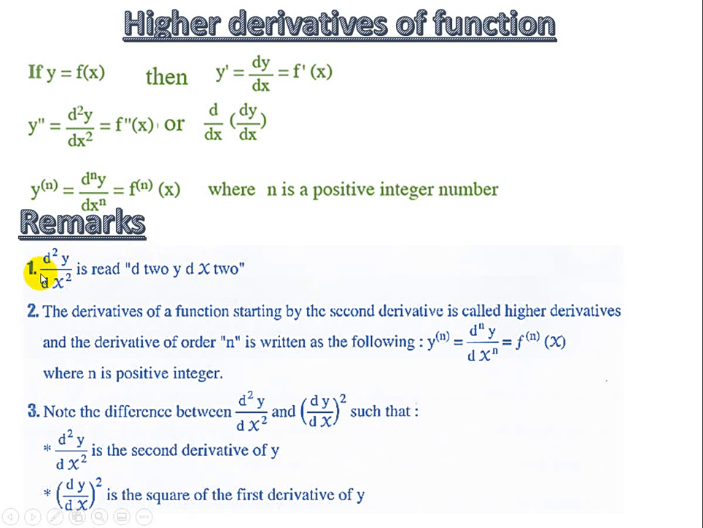Let's take some remarks. Number 1, d²y/dx², we read it as d2y by dx2. Number 2, the derivatives of a function starting by the second derivative are called higher derivatives, and the derivative of order n is written as yⁿ equals dⁿy/dxⁿ, or fⁿ(x), where n is a positive integer. Number 3, note the difference between d²y/dx² and the first derivative (dy/dx) all power 2. The first one is the second derivative, and the second one is the square of the first derivative.